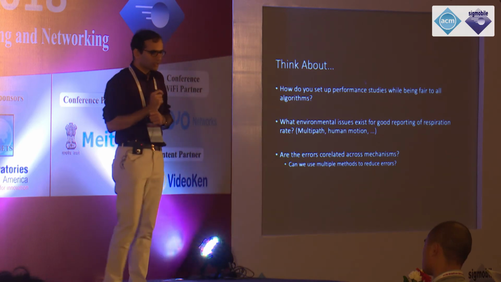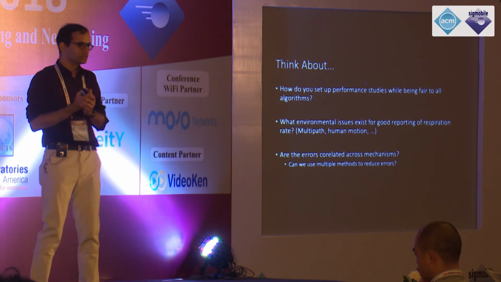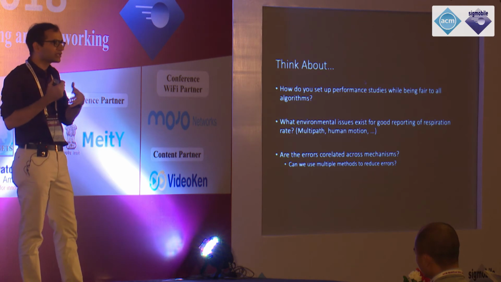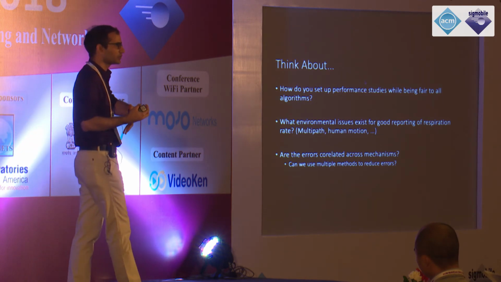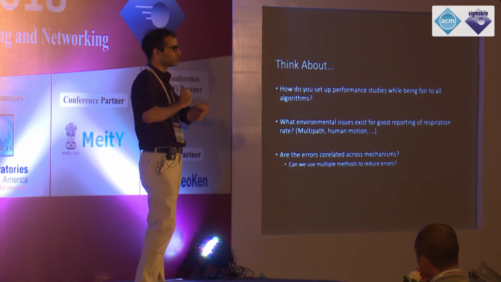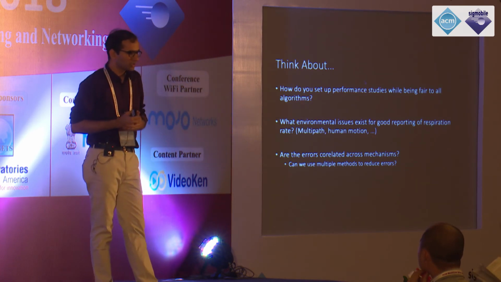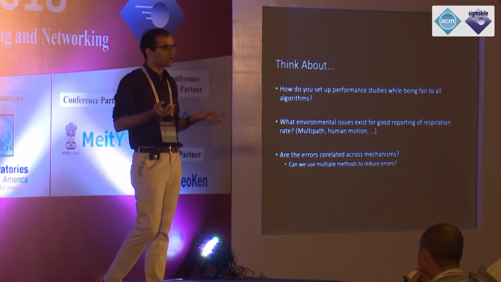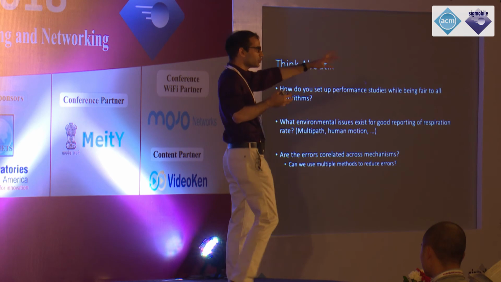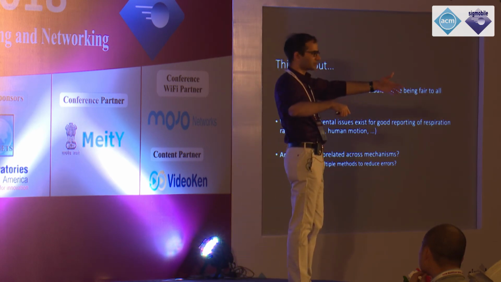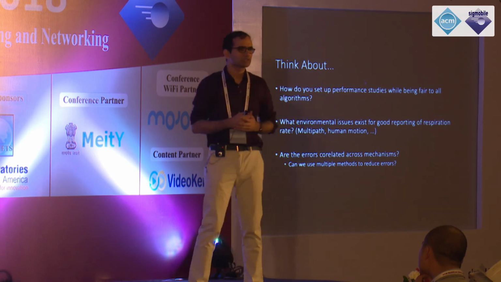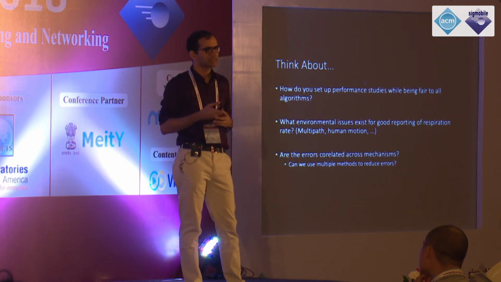Also, what environmental issues exist for good reporting of respiration rate? So multipath is one. Human motion is another. If you move, the breathing signal becomes much weaker than the motion signal. So how do you deal with that? And are the errors correlated across mechanisms? For example, can you use two different mechanisms together to improve the accuracy? Because if the errors are uncorrelated, then you can do that. If the errors are correlated, then it becomes much harder. So the paper has some interesting insights on that as well.